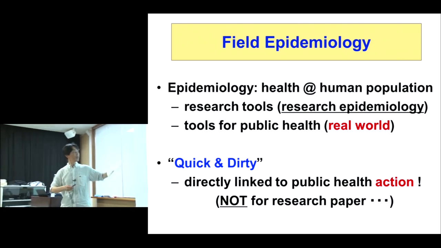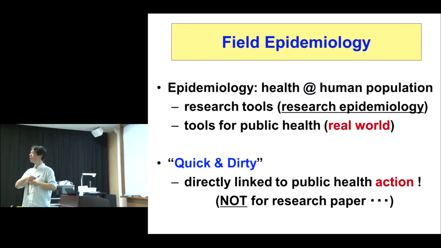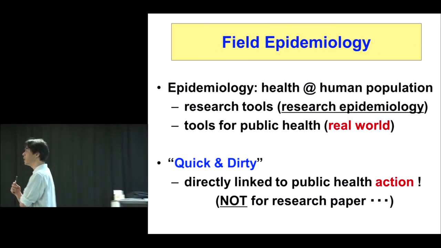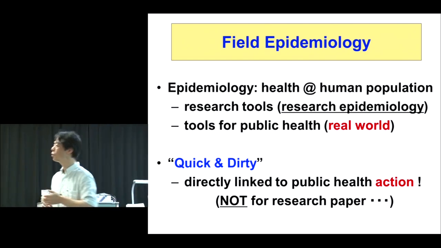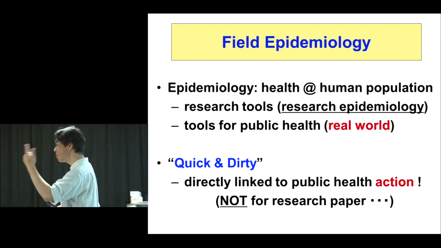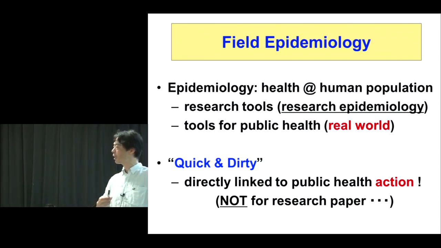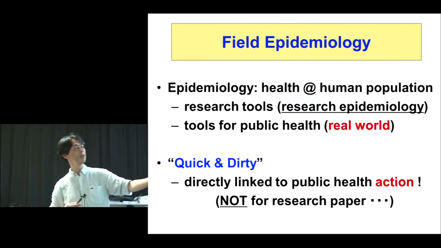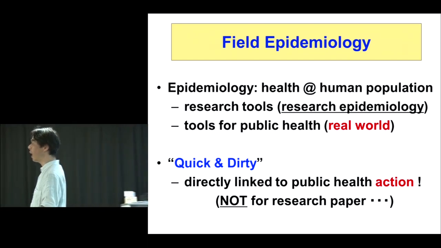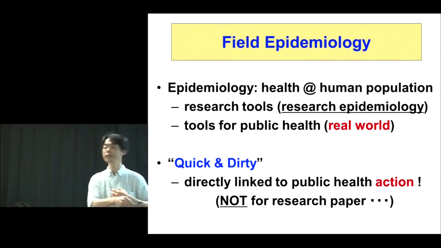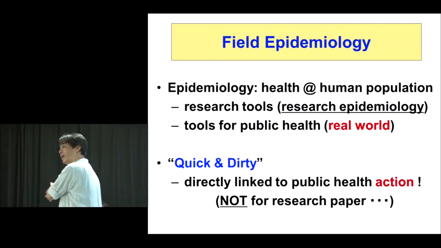Okay. Let's get back to field epidemiology. Somebody called field epidemiology quick and dirty, especially research epidemiologists. They called us quick and dirty. 研究疫学とフィールド疫学の2種類あると言いましたけども、I'm not completely agreed with this division into two categories, field epidemiology and research epidemiology. But research epidemiologists always blamed us, meaning field epidemiologists, as quick and dirty. Quick and dirty means it's not so exactly right, not exactly scientific.